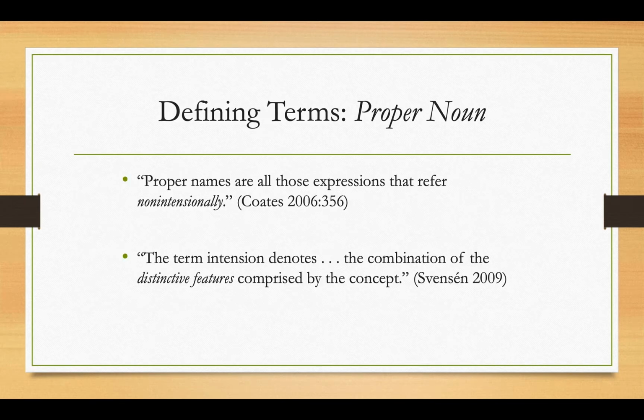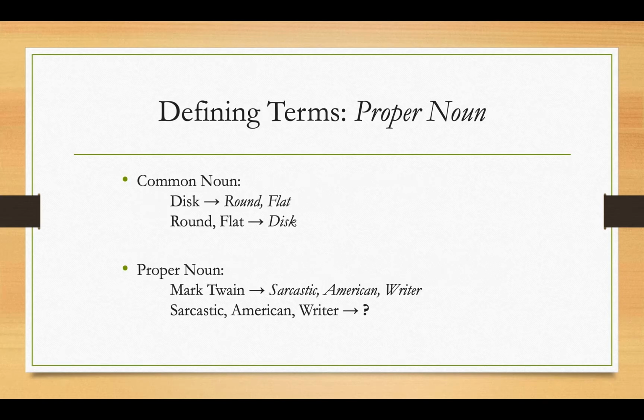A proper noun is not 100% clear cut in semantics. However, it has been defined as a noun that lacks intension, and intension in semantics is another word for sense, or the combination of distinctive features that make up a concept. So an example will clarify this better. If I talk about a disk, I'm talking about something that's round and flat. And if I talk about something that's round and flat, I'm also talking about a disk.